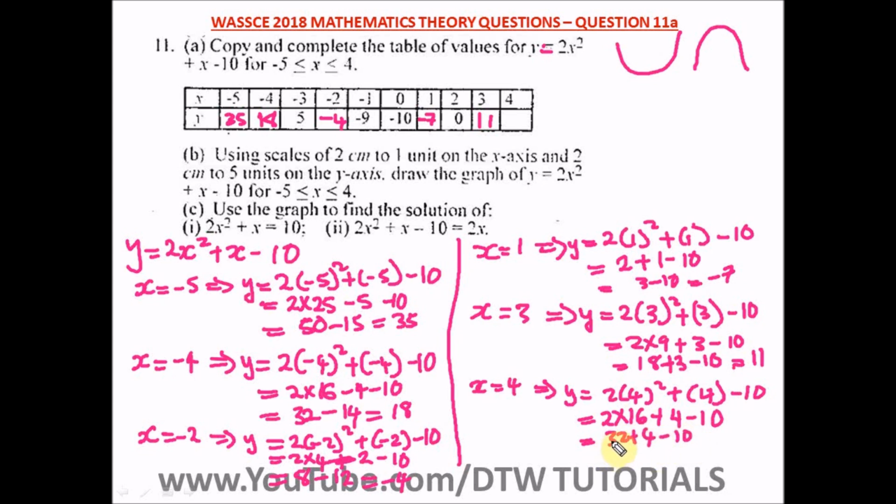And what's 32 plus 4? That will give us 36. And what's 36 minus 10? That will give us 26. So we have 26 here. Okay, so this is our table.